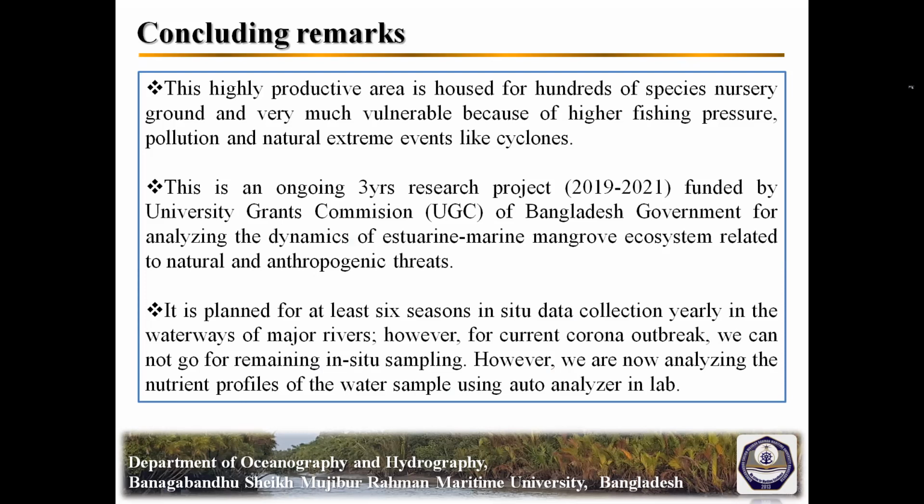It is planned for at least 6 seasons of in situ data collection yearly in the waterways of the major rivers. However, because of the current corona outbreak, we just had one sampling. We cannot go for the remaining in situ sampling. However, we are now analyzing the nutrient profiles, which are very important for this water body, from the water samples using an autoanalyzer in our lab.